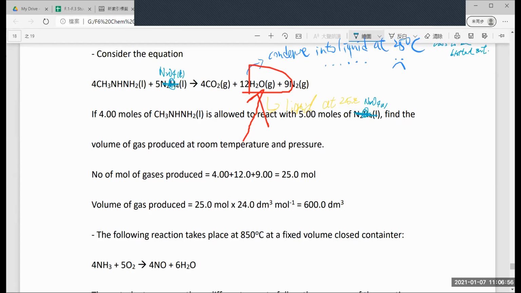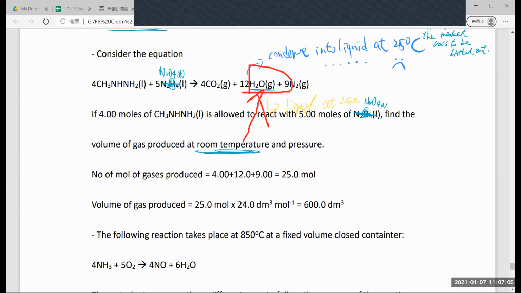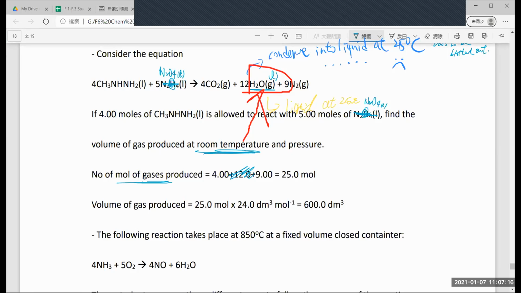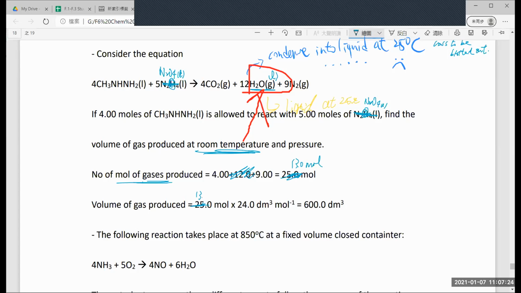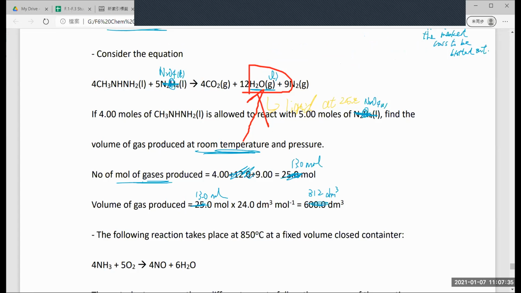And then, somebody has mentioned that at room temperature and pressure, this one will condense back to liquid. So you can never add this part into the total moles of gases produced. So this is not correct. It's just 13.0 mole of gas to be produced. It's not that. It's 312 dm cube. Okay. Questions?